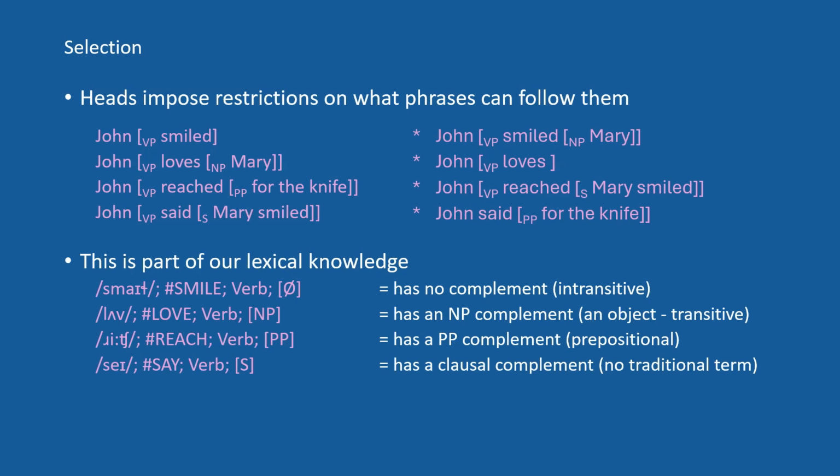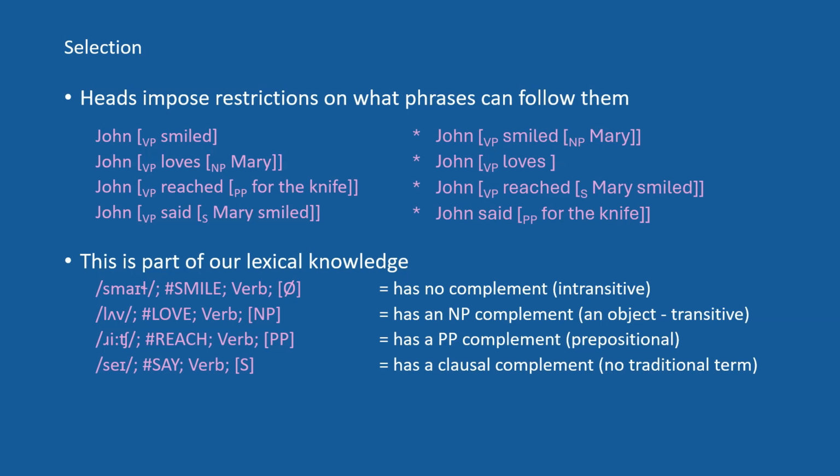So for a verb like smile, we know that it's pronounced smile, it means smile. It's a verb, but it's also a verb that doesn't have a complement. And that's represented here at the end of this lexical entry in the square brackets with this symbol, a zero with a line through it. This is called the null symbol, means nothing. Traditionally, we refer to those kinds of verbs as intransitive verbs. Intransitive verbs are verbs that don't have complements.